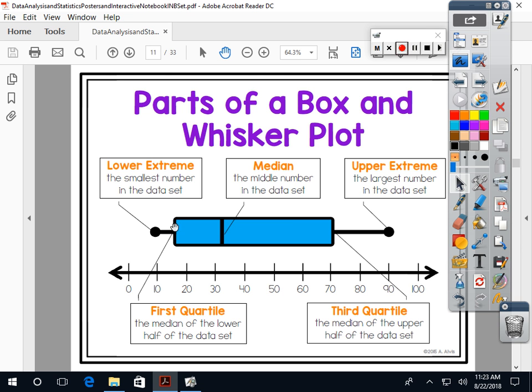The first one is quartile 1, and it's the median of the lower half of the data set. The second one is quartile 2. It's also called the median, the middle number in all of the data. And then the third one is quartile 3, and it's the median of the upper half of the data set. Okay, so you don't have to write this down because we've already talked about that in detail, okay?